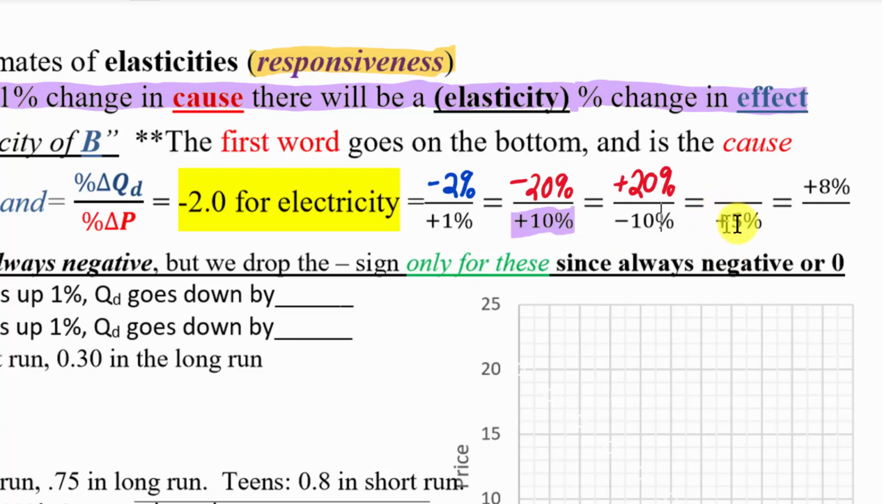What if instead we were talking about only raising the price of electricity by 5%? What divided by plus 5 would give us that minus 2?